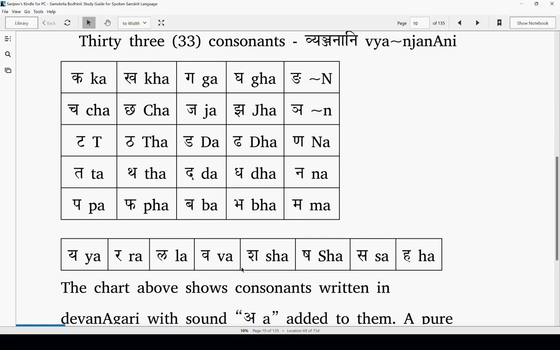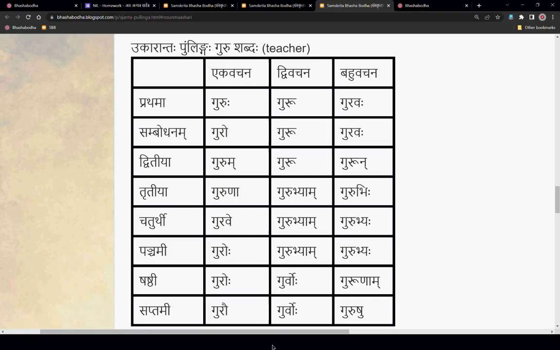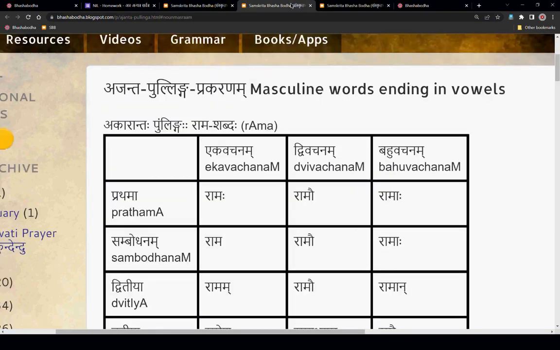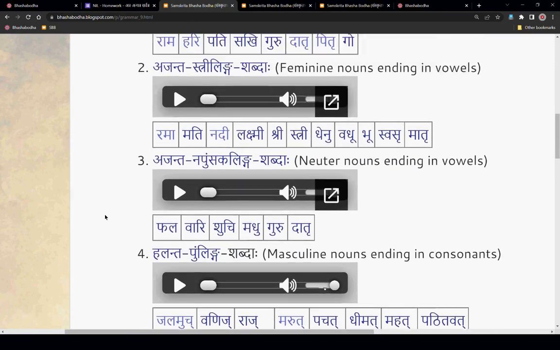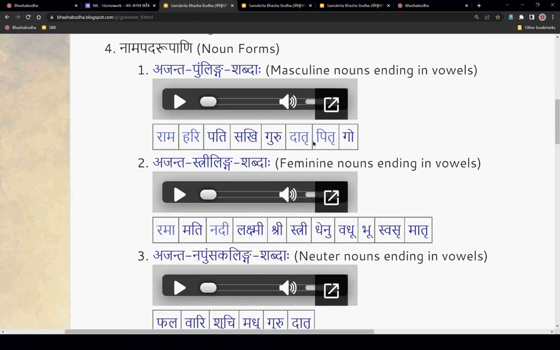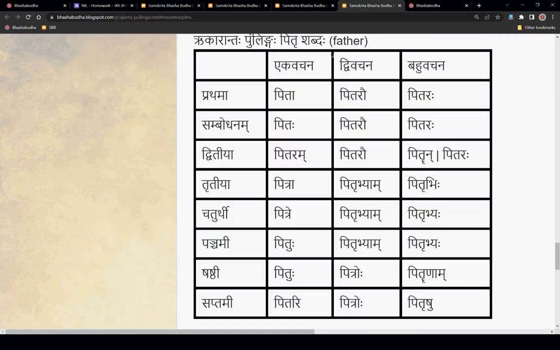Okay. Then now looking at Pita, what happened to Pita? Danta. No, you need to look at the base word here. What is the base word here? Pitru. It is not Pita. The base word is not Pita. Here, Pita is the Prathama Ekavachanam, not the base word.